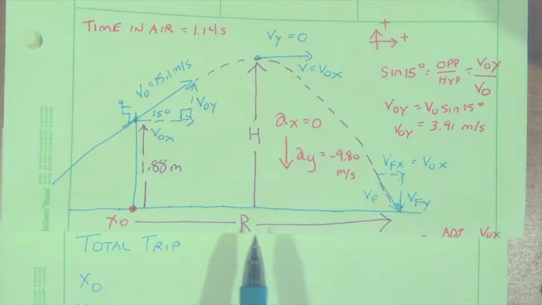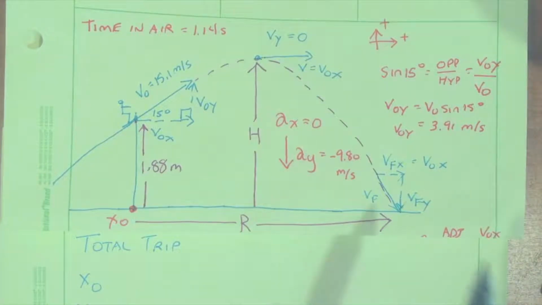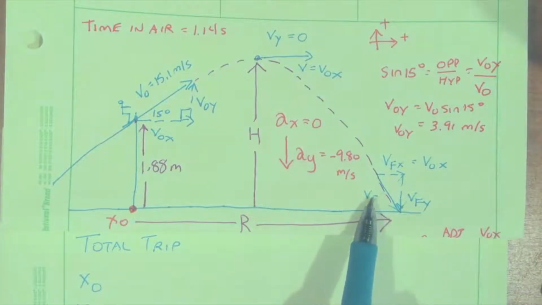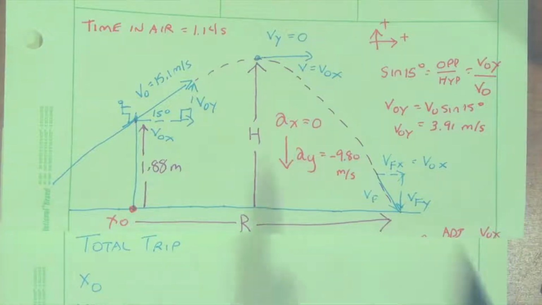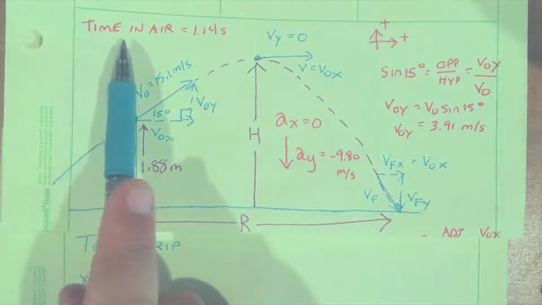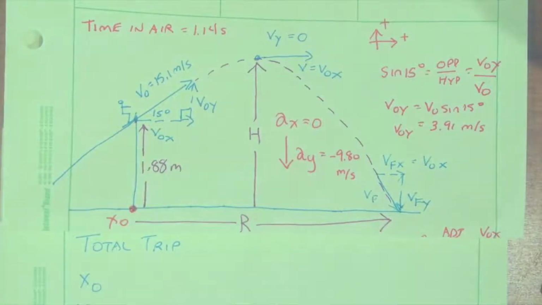Now we are asked to find first the horizontal distance traveled by the skier from the ramp, and then we're asked to find this final velocity when she hits the ground. We found last time that the total time in the air is 1.14 seconds.